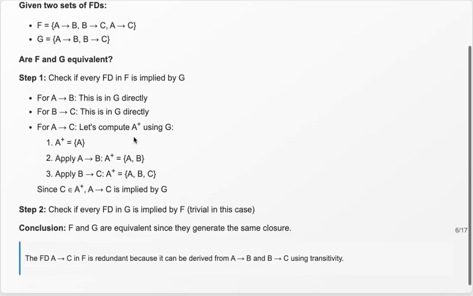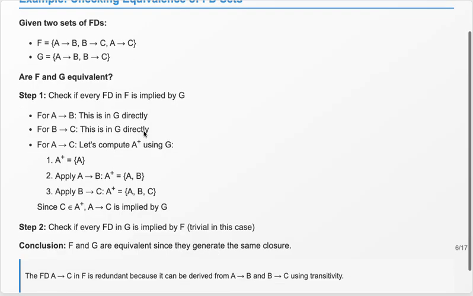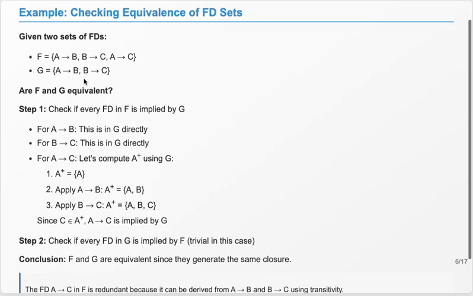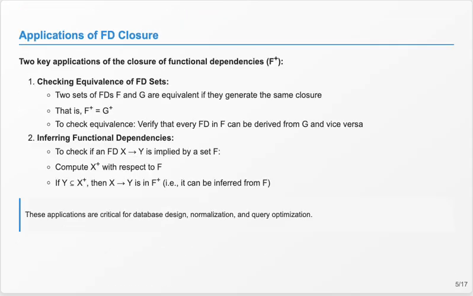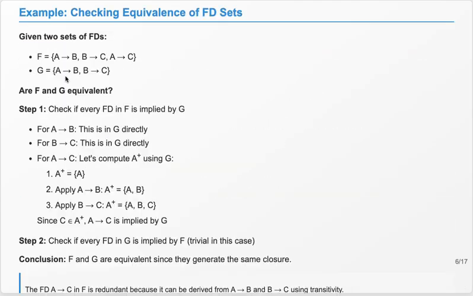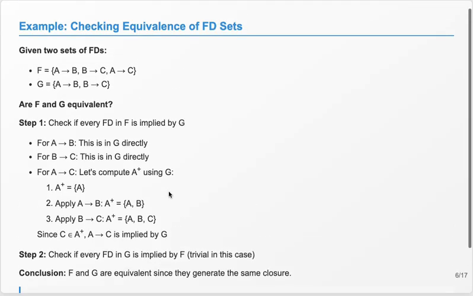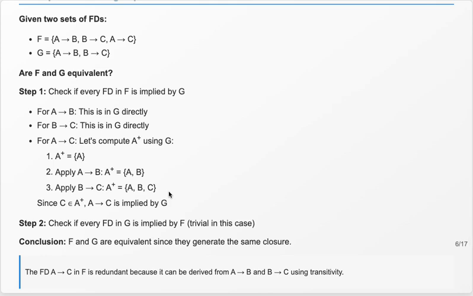Well, we can get A determines C based on simple transitivity. We can see that A determines B, B determines C, and by the transitivity of functional dependencies, we know that A determines C. So in this case, we can conclude that F and G are actually equivalent.